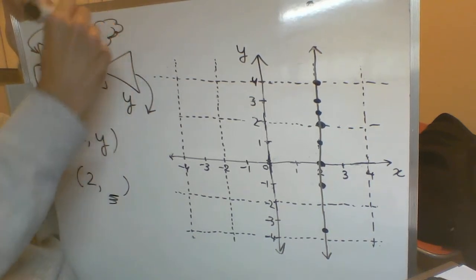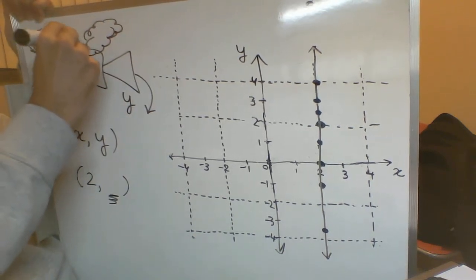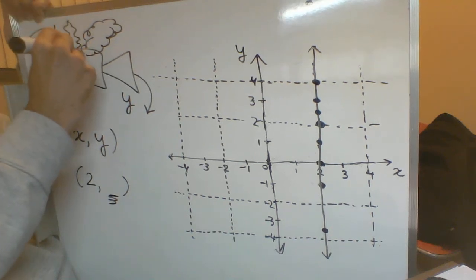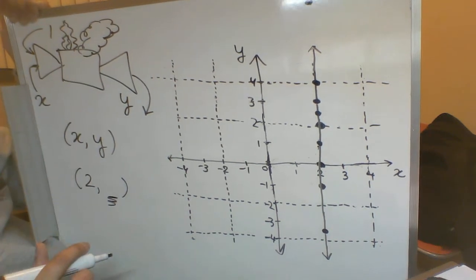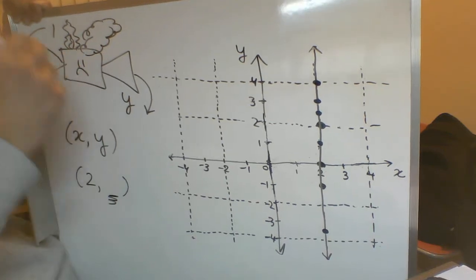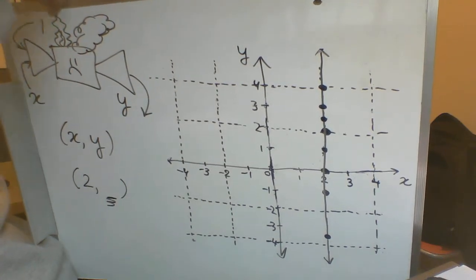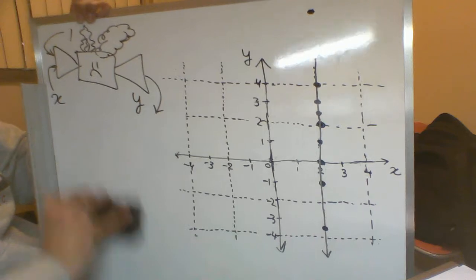We've got some smoke here because it's having a bit of a crisis, and a poorly drawn fire. Yeah, our function machine is broken. It's not happy with vertical lines. So we have to think about this differently.